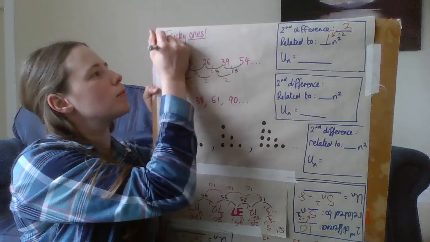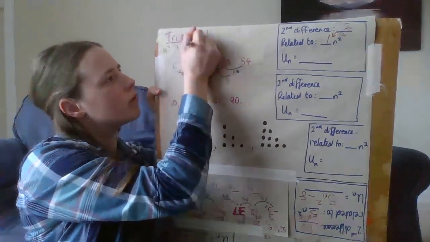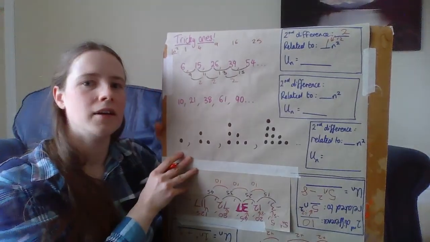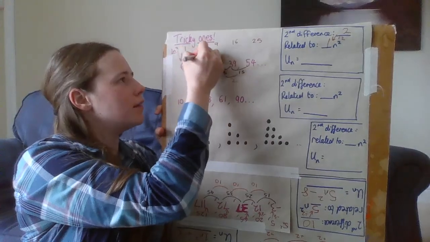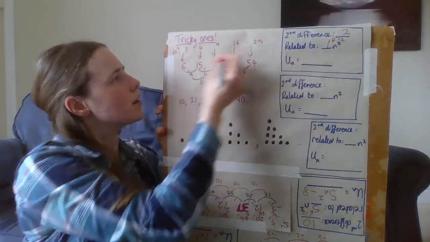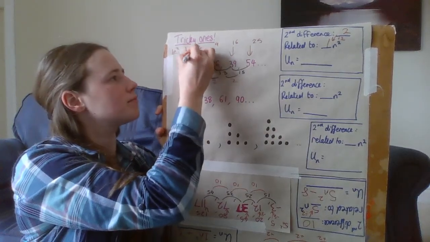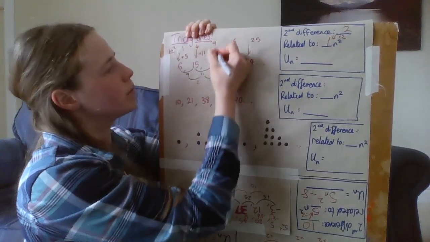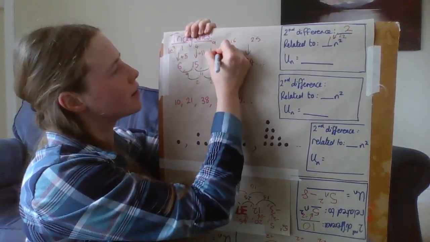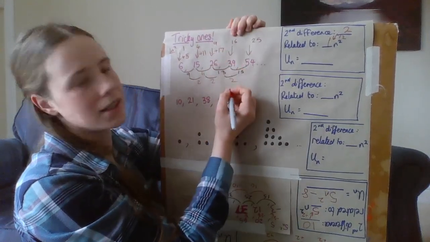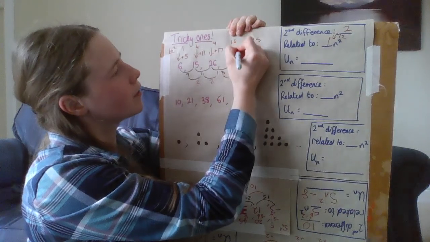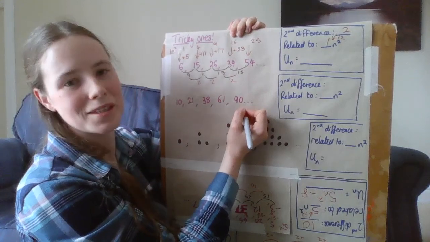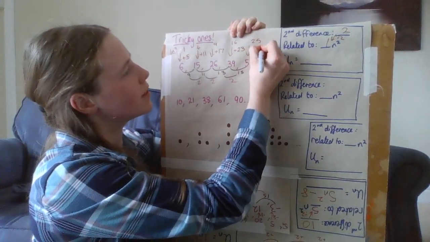So if I write my formula for 1n squared above it, I've got 1, 4, 9, 16, 25. And I now need to look at the relationship between those sequences. So from 1 up to 6, I have to add 5. From 4 up to 15, I have to add 11. From 9 up to 26, I have to add 17. From 16 up to 39, I have to add 23, sorry. And from 25 up to 54, I have to add 29.